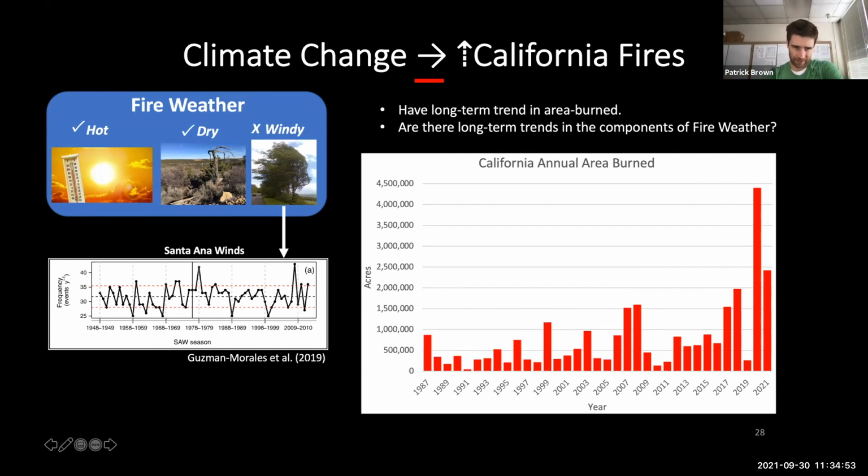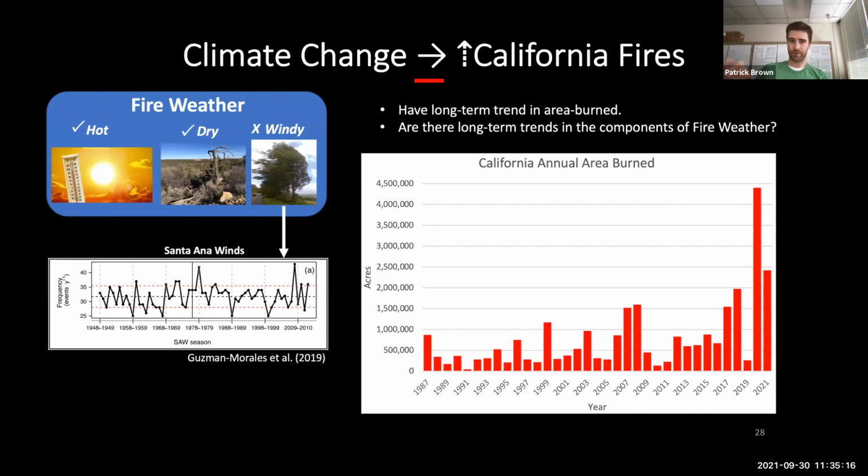And so this is a graph that exemplifies that from a particular study looking at Santa Ana winds in Southern California. Santa Ana winds are these offshore dry winds that drive a lot of major fires in Southern California. And we have the Diablo winds in Northern California. And I'm actually on a project right now looking at changes in Diablo winds.